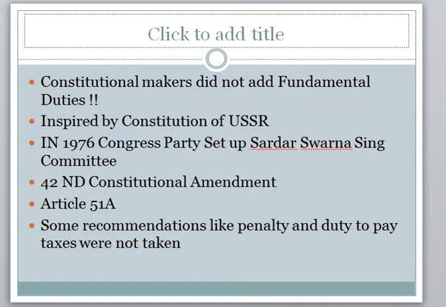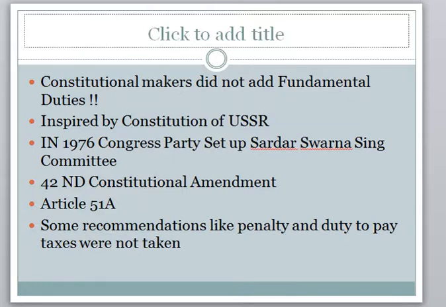Next, in 1976, the Congress party set up the Sardar Swaran Singh committee to decide what the duties or fundamental duties of a citizen could be. Based on that, the committee gave its recommendations, and a few of them were rejected by the government of that time. The recommendations that were accepted were included in the constitution by the 42nd constitutional amendment. These fundamental duties come under Article 51A.